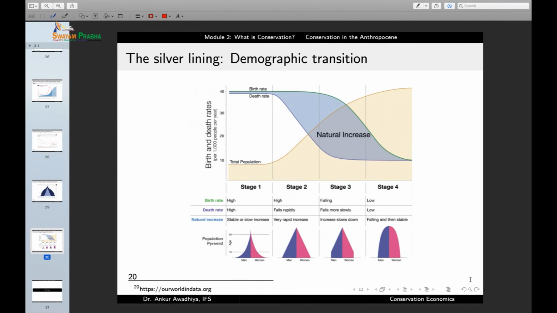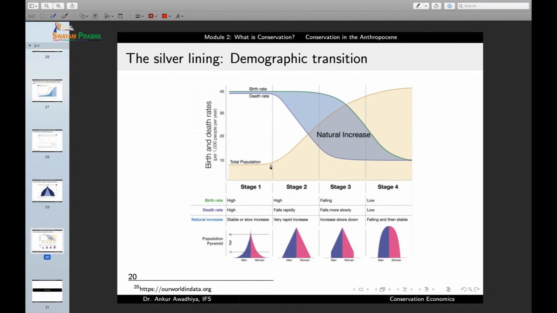So in this stage, we have a society that has a decreasing death rate, but still continues to maintain a high birth rate. So more number of babies are born and less number of people die. So in that stage, we will start seeing an increase in the population. So the total population will start to increase.